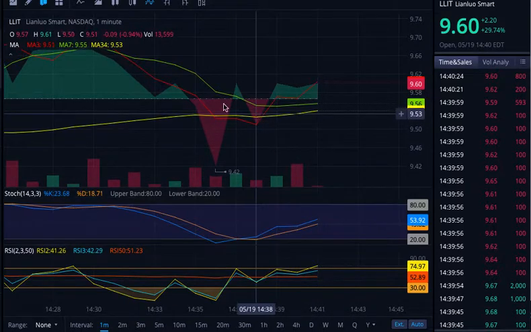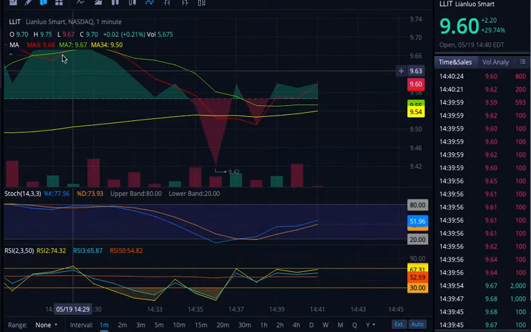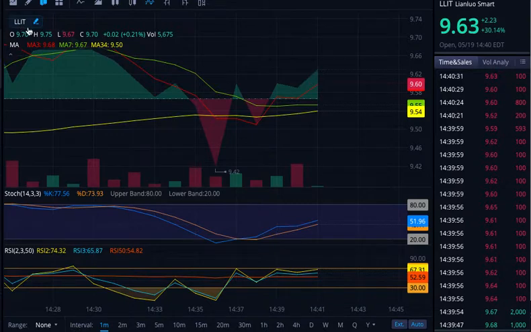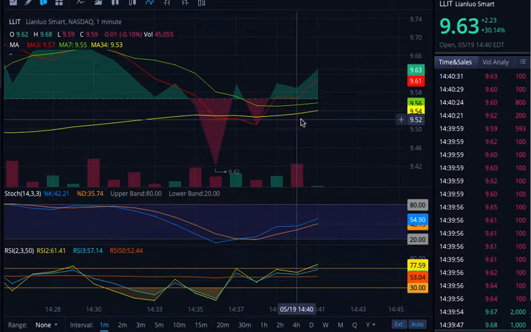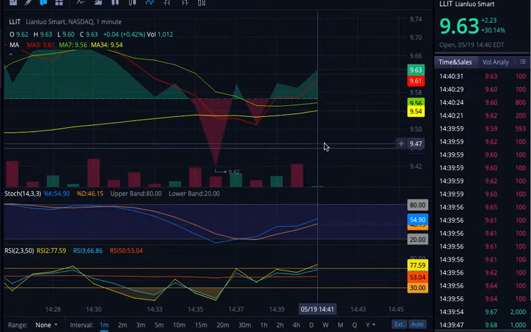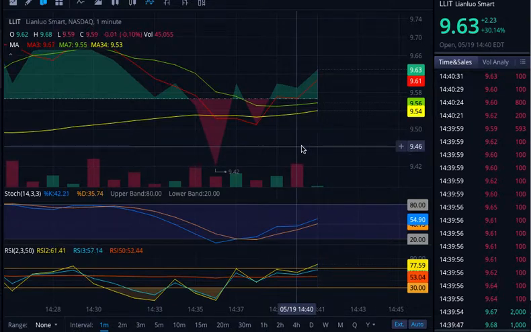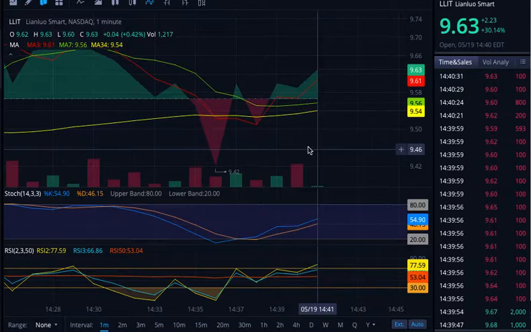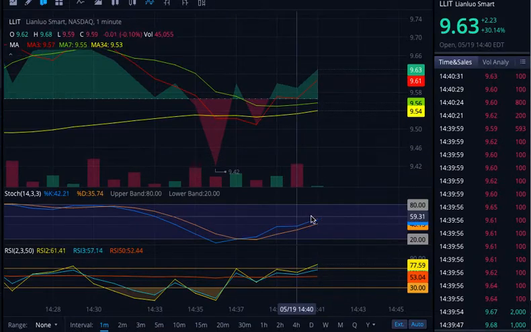This is a live chart, by the way, guys. LULLIT. Not really sure what this company is all about, but I wanted to use it because it's very active. Got a lot of buyers and sellers trading on this stock right now.